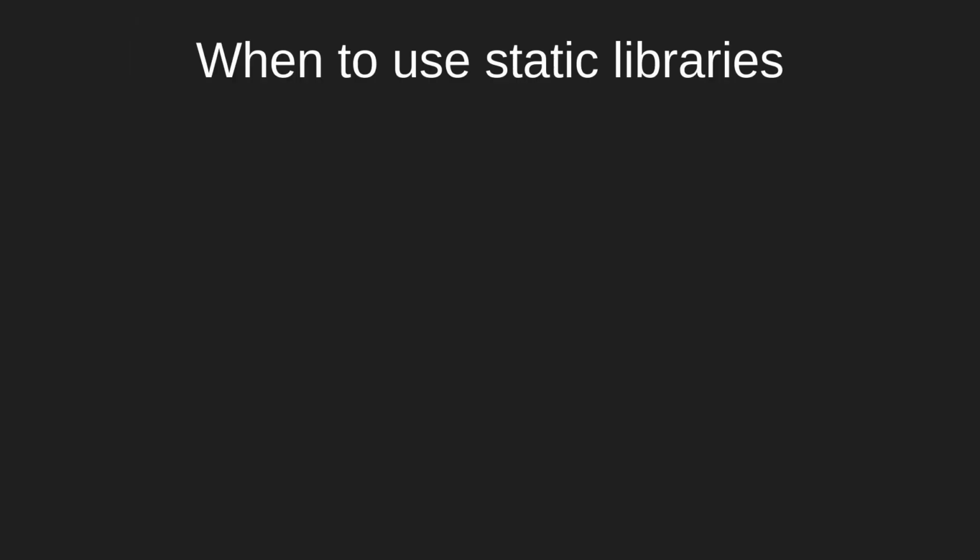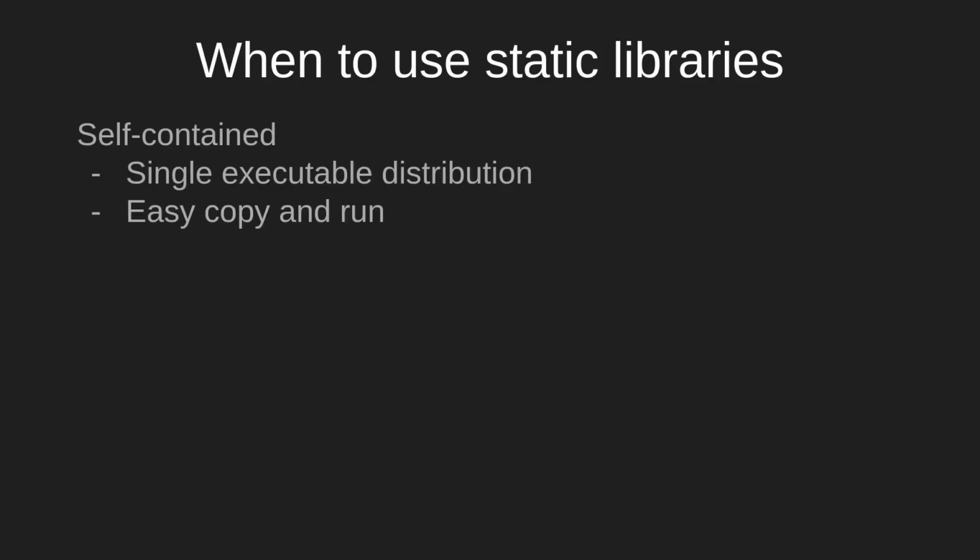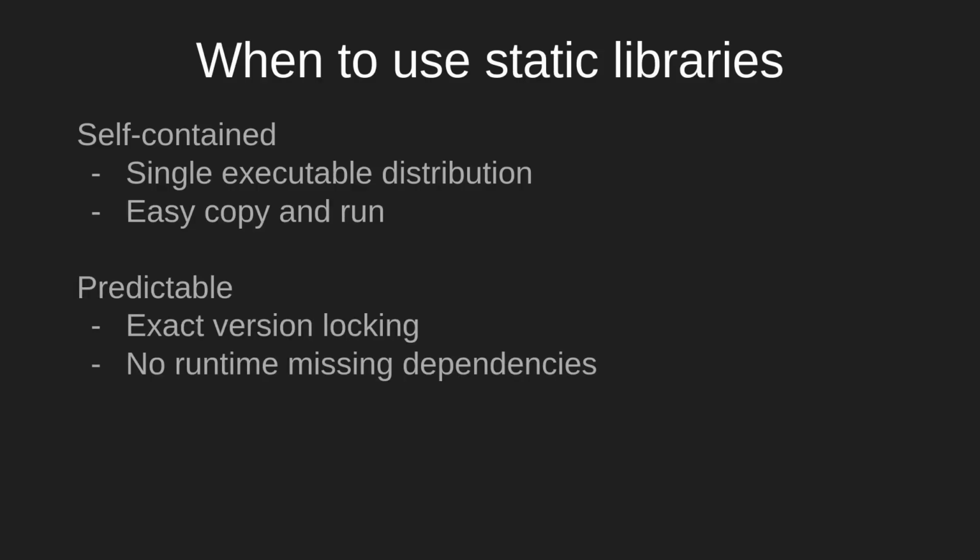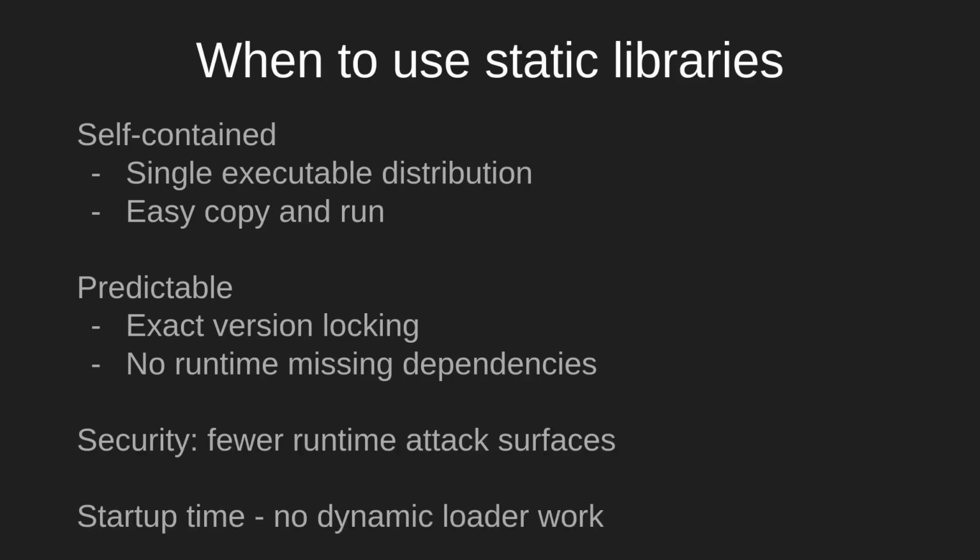So when should we use static library? Here are some practical reasons to use static library over dynamic one. It's when you want to ship a self-contained app, a single executable distribution. This makes it easier to just copy and run. And we have a predictable build, with the exact library version locked into the binary at compile time. There will be no runtime missing dependencies error. And since it's predictable, we also have fewer runtime attack surfaces, security-wise. And a little bit faster startup time, as we don't have to use the dynamic loader when the program starts.